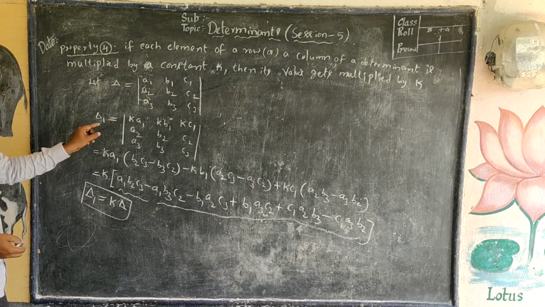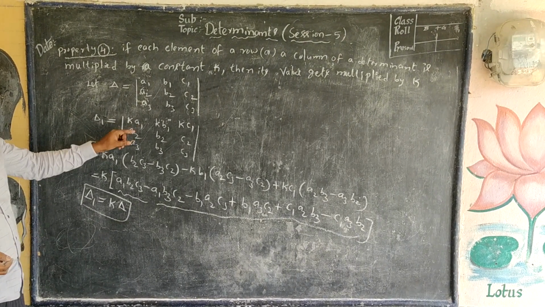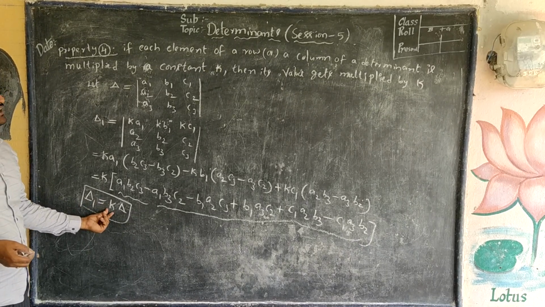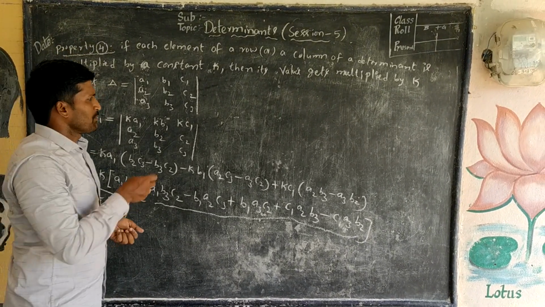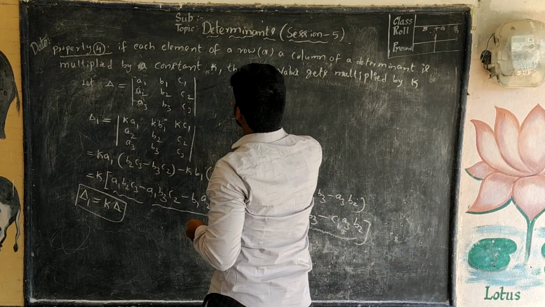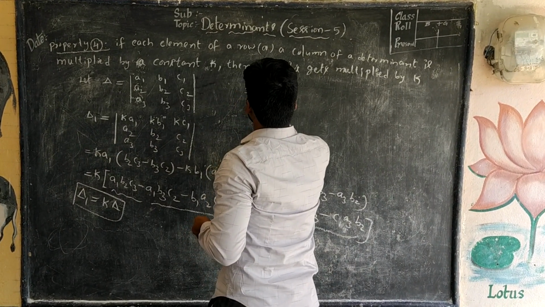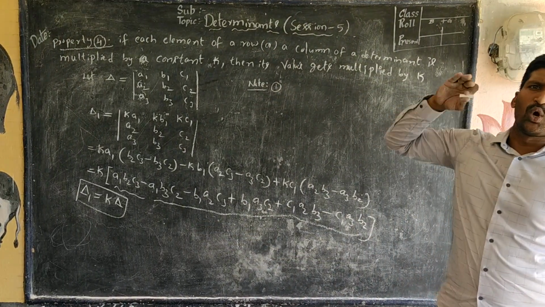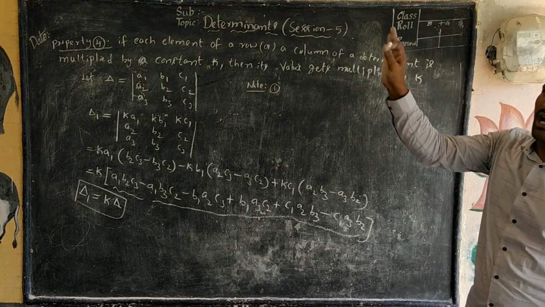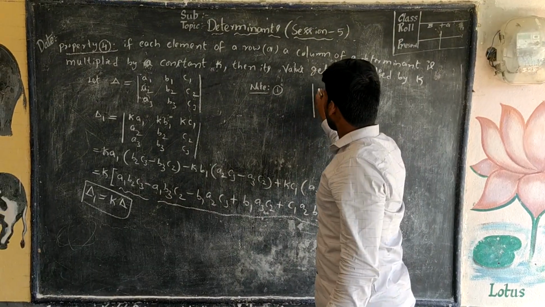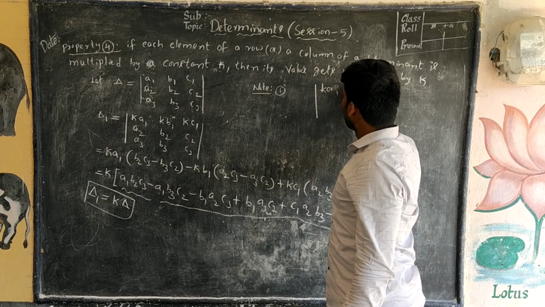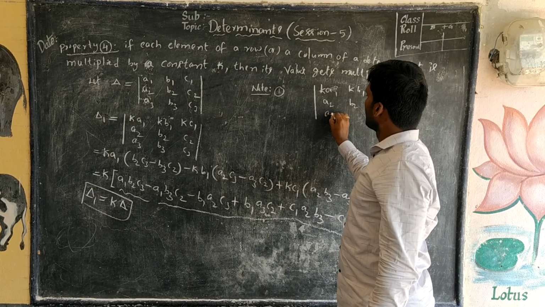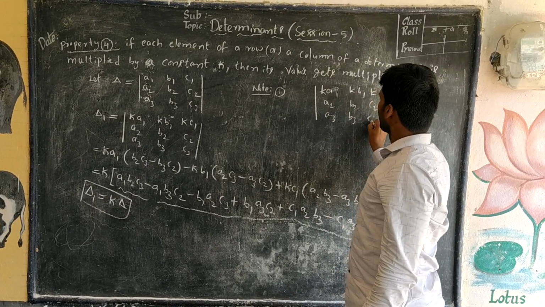You see, for delta 1 I multiplied by the constant k, and the value of the determinant gets multiplied by the constant k. That is property number 4. Based on this property, we will discuss some important notes. The first note: by using this property, along any row or column, we can take out a common factor. For example, like this: kA1, kB1, kC1, A2, B2, C2, A3, B3, C3.